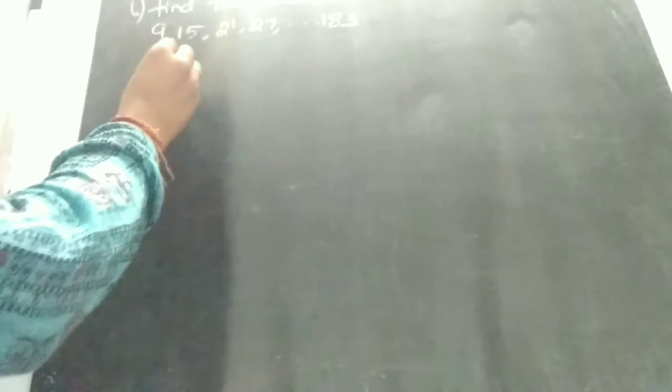Okay, look at the next question. 2.5, sixth sum. Find the middle term of the AP. Here the AP sequence is given: 9, 15, 21, 27, up to 183. Now how will you find the middle term? Middle term means in between. First you find the number of terms. How many terms are there?